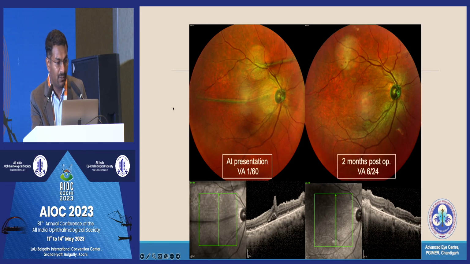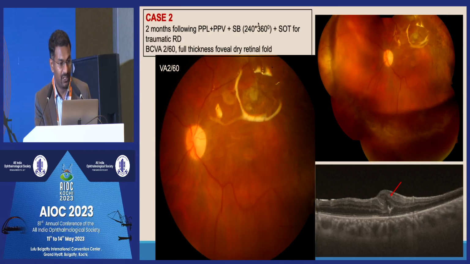So this is the post-operative day pic. At the time of presentation, the visual acuity was 1/60, and there was a full thickness retinal fold with subretinal fluid. At the 2 months post-operative pic, the retinal folds are completely unfolded, and the OCT shows a very residual fold. It was much better than the pre-operative. Similarly, in one more case there was a dry retinal fold.